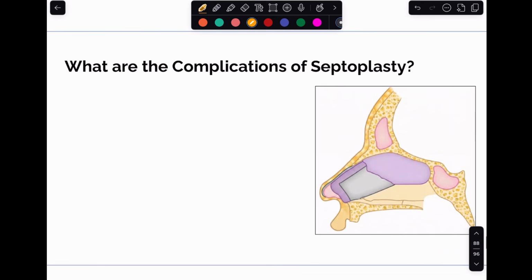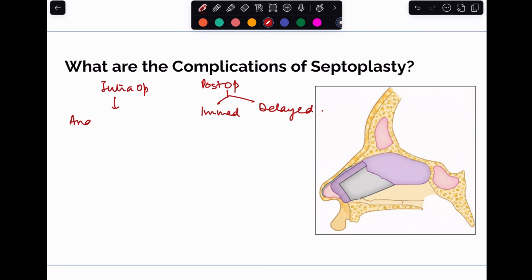Next is, what are the complications of septoplasty? Now, if we had to discuss the different complications, here we will divide them into intraoperative complications and postoperative complications. And postoperative complications itself can be divided into immediate ones and delayed ones. So under intraoperative complications, first of all, we'll have some anesthetic complications. Anesthetic complications can be because of hypotension or cardiac arrest or any drug allergy that the patient faces.